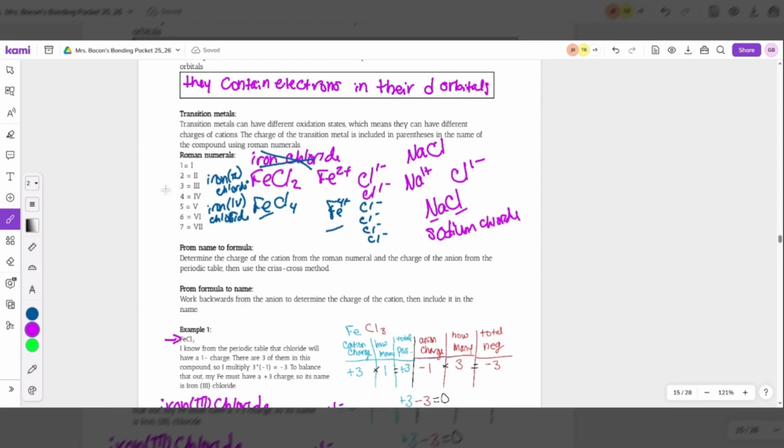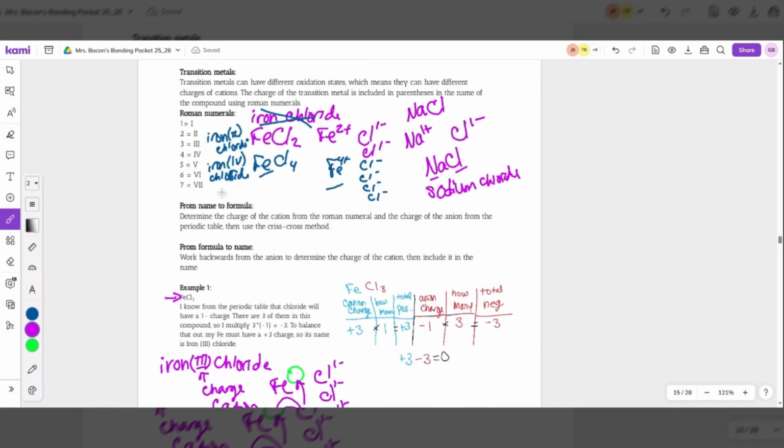You really won't see any Roman numerals higher than 7. I don't think I've ever seen a Roman numeral even higher than 5 as an oxidation state, although I shouldn't say that's impossible. Transition metals do weird things.